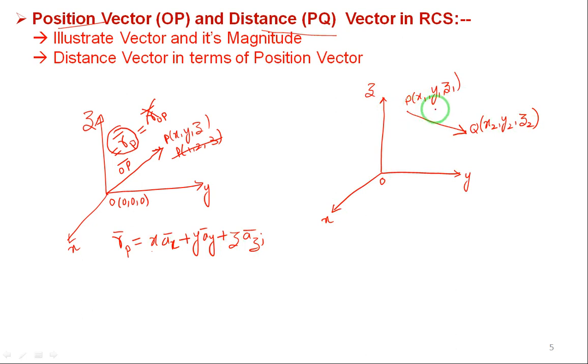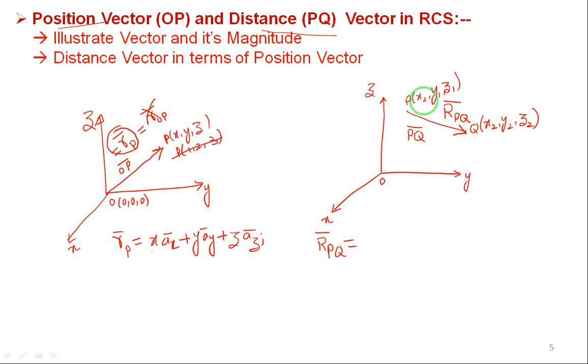So now I want to make use of notation. Instead of writing PQ, some people write PQ vector, but this is not the standard notation. For position vectors we have made use of small letter r. Here we will make use of capital letter R, and we will write P, the starting point of the vector, and Q, the terminating point of the vector, and put a bar over it. So this is the standard notation. Capital RPQ will represent the distance vector, right?